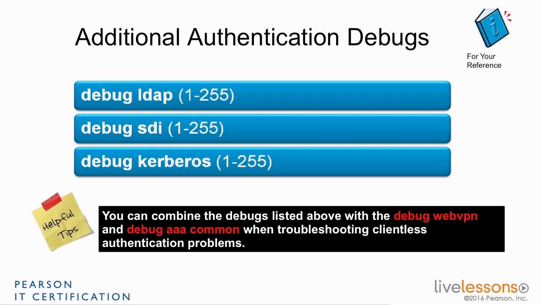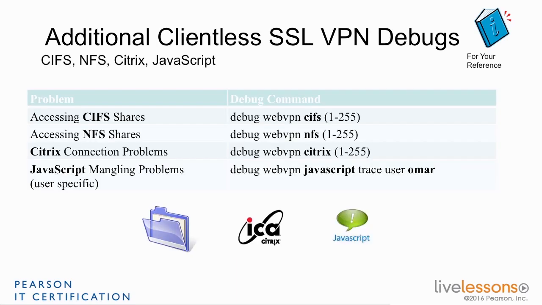That actually provides high-level debug messages whenever you're troubleshooting clientless or client-based authentication problems. So again, these are some helpful tips for troubleshooting these connection problems. There are also a lot of other clientless SSL VPN debugs, like troubleshooting CIFS shares with the debug webvpn CIFS, or NFS shares, debugs to troubleshoot Citrix connection problems, and also selective debugs like the debug webvpn javascript to troubleshoot what we call JavaScript mangling problems.